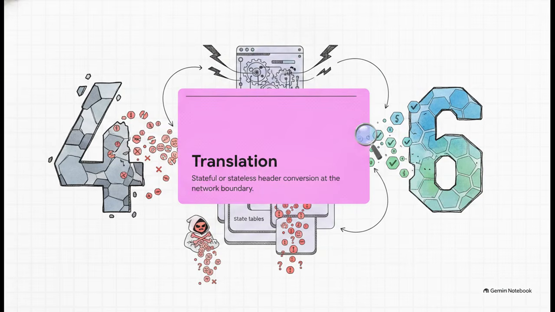And finally, we have translation. Technologies like NAT64 perform stateful or stateless header conversion right at the network boundary. Now, this does successfully connect incompatible endpoints, but it breaks end-to-end semantics and opens up massive vulnerabilities around state table exhaustion at the translator. Basically, if an attacker floods your translator, your cross-protocol communication just drops dead.